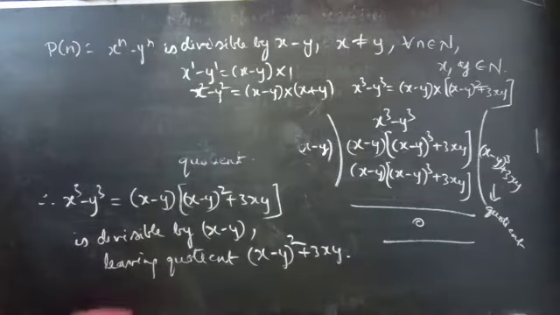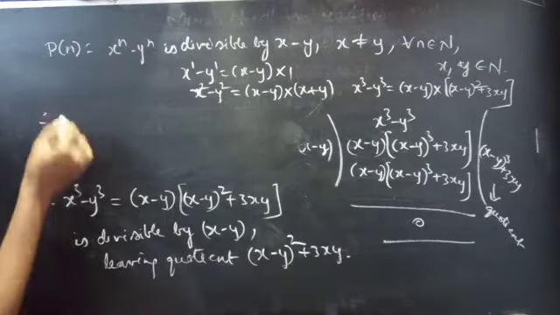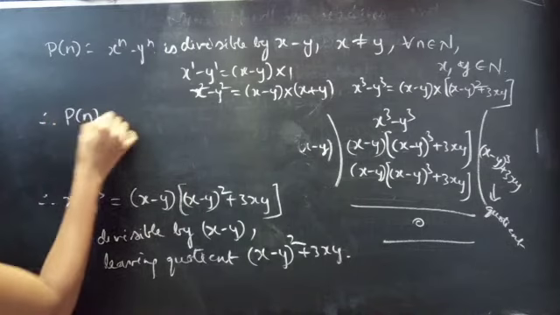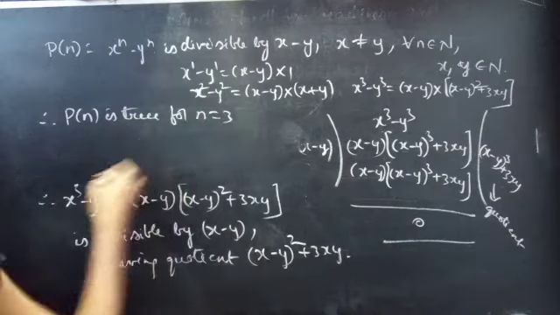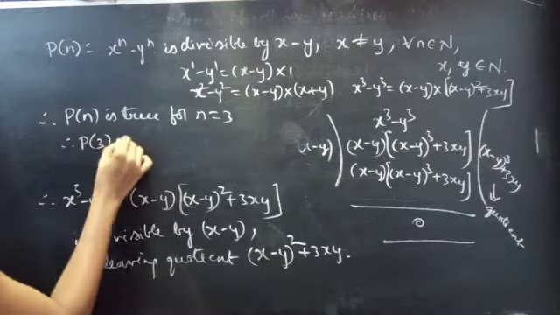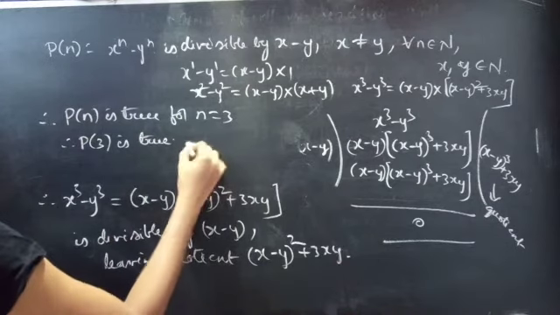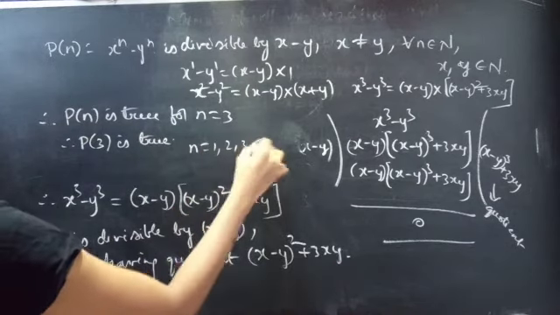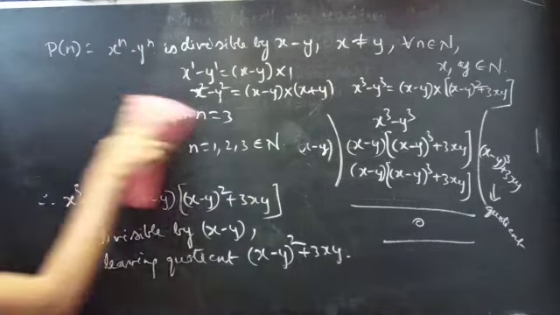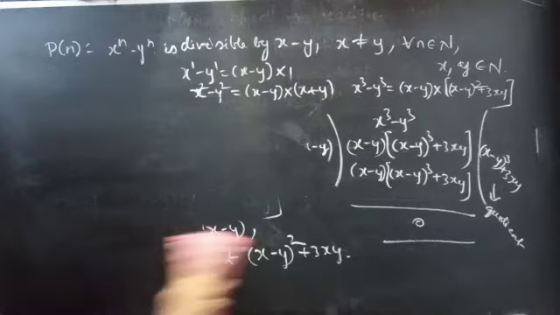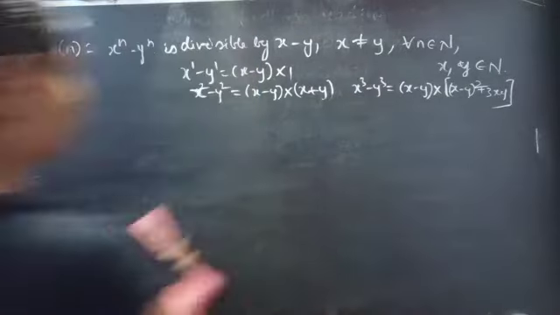So from this we can say that therefore P of n is true for n equals 3. Therefore P of 3 is true. So now we have proved it for n equals 1, 2, 3, which belong to natural numbers, right? Now we'll assume that the statement is true for some k. Okay.